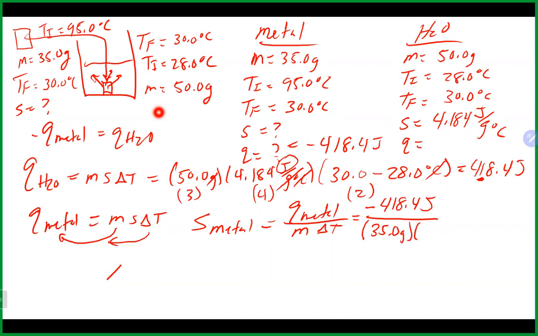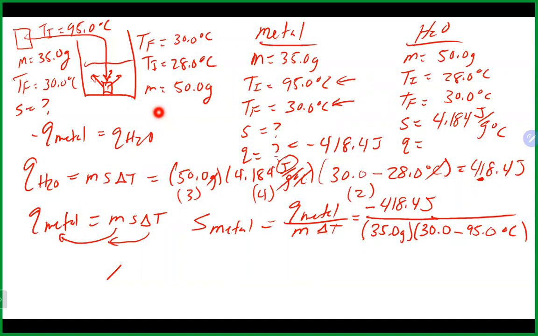Now, this is really important. Again, as we were just talking about here, we do want to go final minus initial. So for the metal, the final temperature is 30 degrees. It cooled down. Minus the initial temperature, which is 95 degrees.